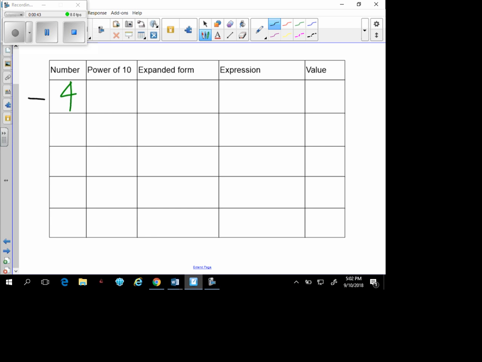So I rolled a dice, and I got a 4, and I'm just going to use this number so we can see it when we multiply numbers. So the power of 10 we're talking about right now is 10 to the first. Okay, expanded form just means I'm going to write it out. So it's going to be 4 times 1 group of 10. The expression is going to be the same, 4 times 10 to the first, right? Because an expression, remember, we talked about with GMA, there can be exponents in expressions. And then we have to figure out the value. And I know 4 groups of 10 is 40.